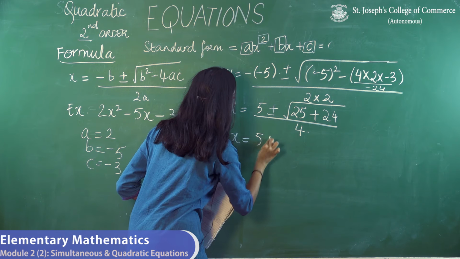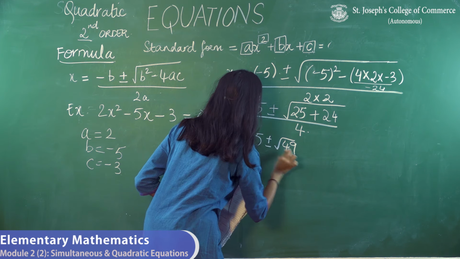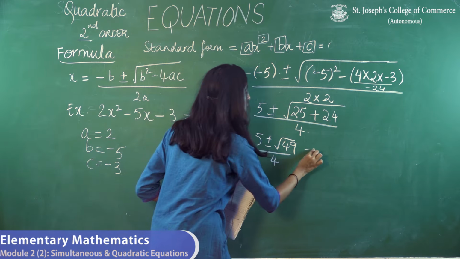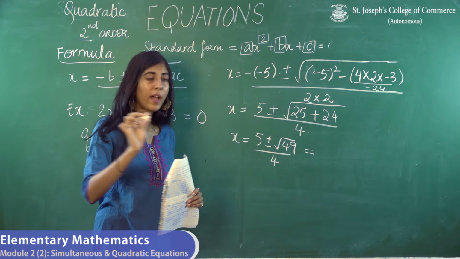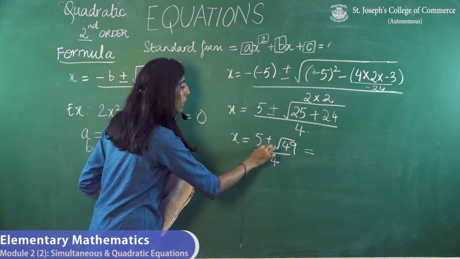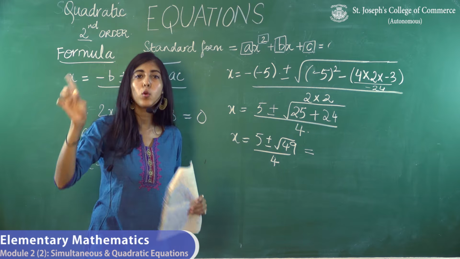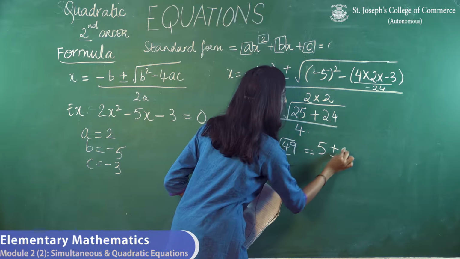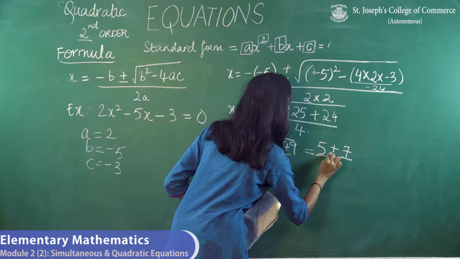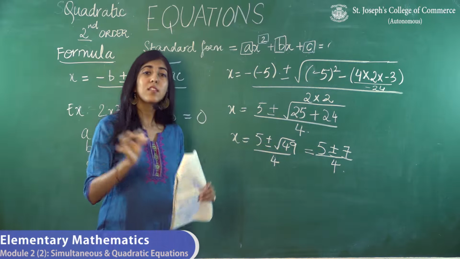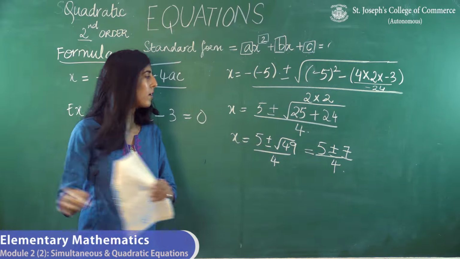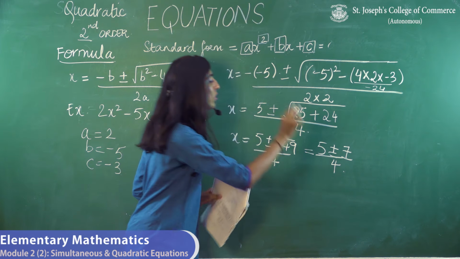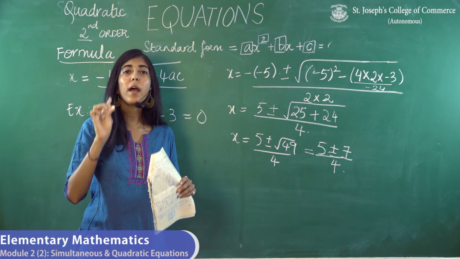So when you do 5 plus or minus root of 49 divided by 4, we all know that root of 49 is 7, which is why a root always has 2 values. It can be plus or minus, which is why we have a plus or minus of root 49. When I write the answer as 5 plus or minus 7 by 4, this is the simplest form of the equation. Now you have 2 roots.